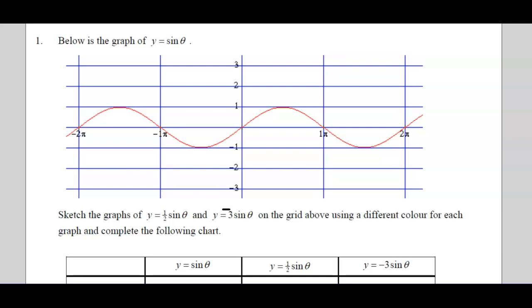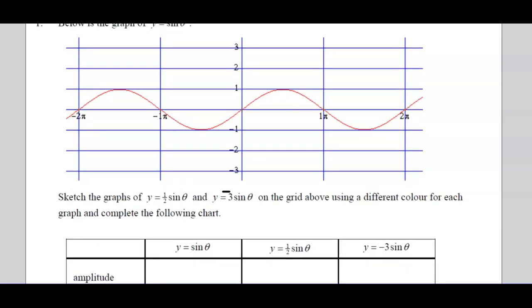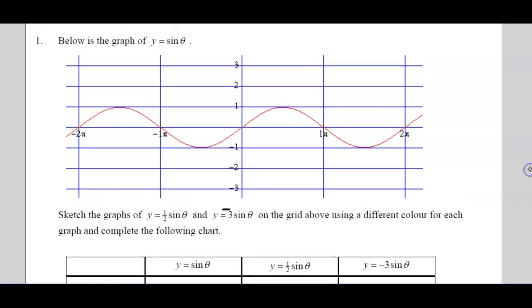So in your notes there, it says sketch the graph of y equals a half sine theta and y equals 3 sine theta. Change that to negative 3 sine theta. Okay, so you're going to do a reflection as well. Different color for each. So think about what you're doing, just vertical stretches. So for a half sine theta, the theta intercepts, this is theta here, they don't change.